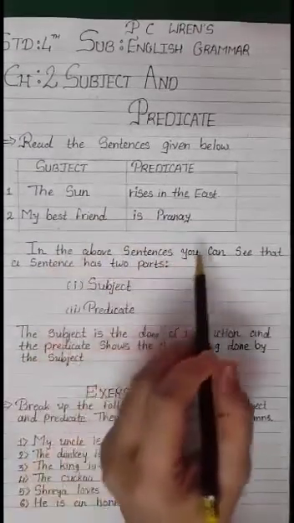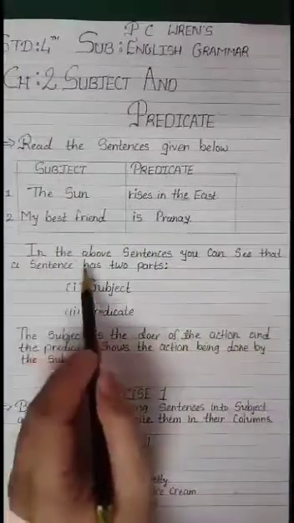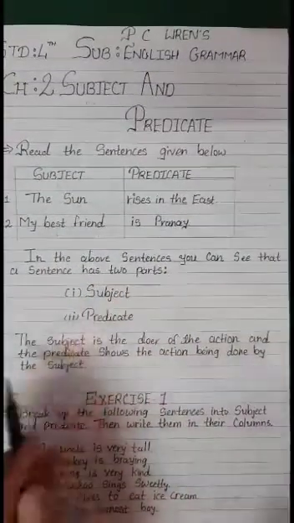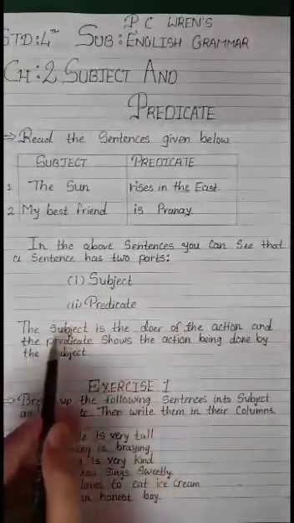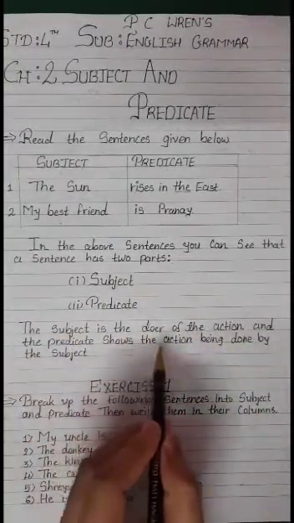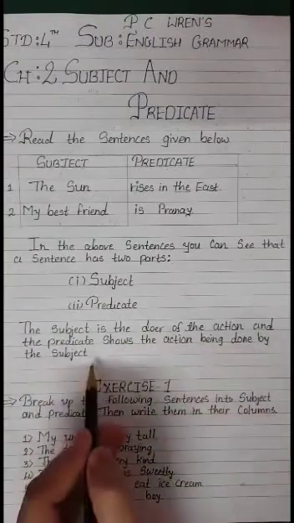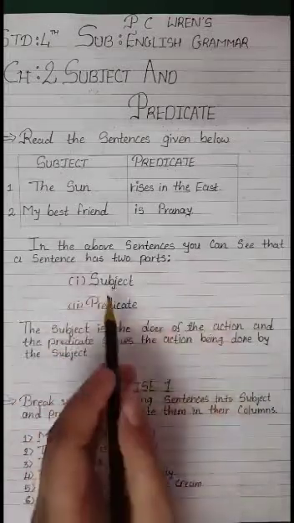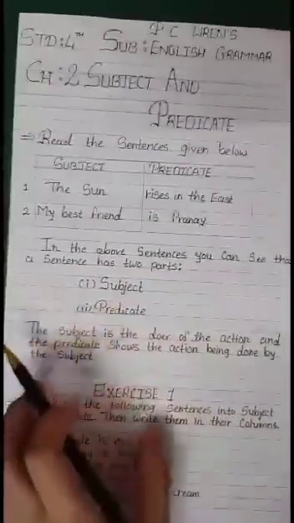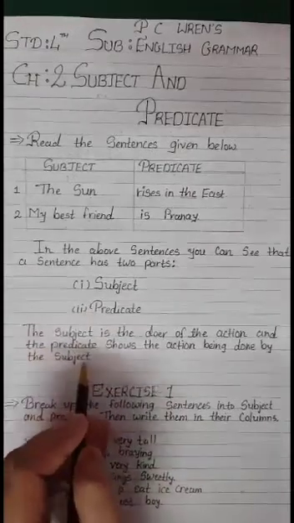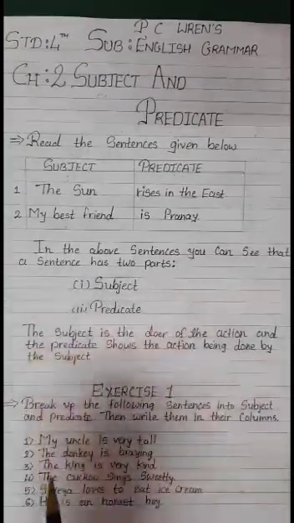In the above sentences, you can see that a sentence has two parts, subject and predicate. The subject is the doer of the action and the predicate shows the action being done by the subject. So the definition I gave previously is like this: the subject is who is doing the action, and the predicate is the action done by the subject.